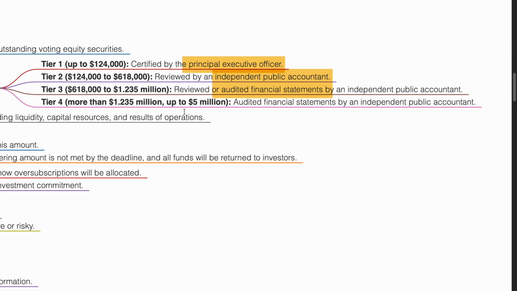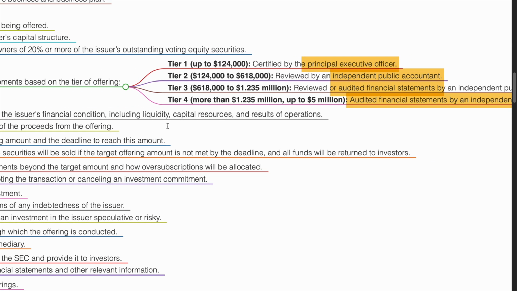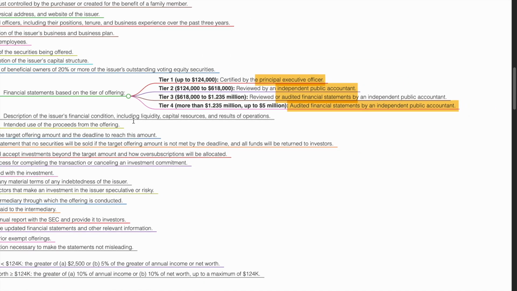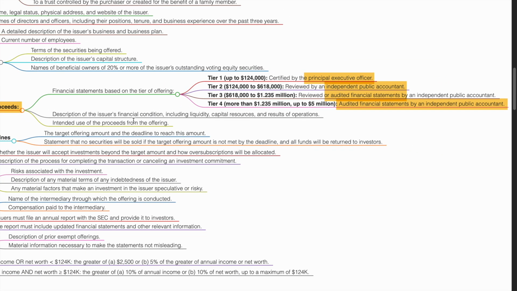And finally, if indeed you will have raised within that 12-month period more than $1.235 million up to the $5 million cap, then it must be the case that you provide audited financial statements by an independent public accountant. So these tiers are super important to keep in mind as, again, they determine the extent to which and the detail with which you provide financial disclosures.